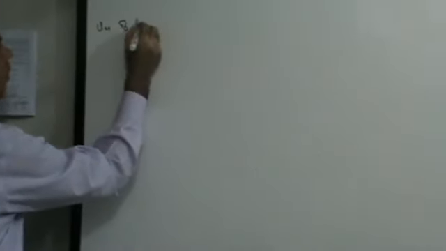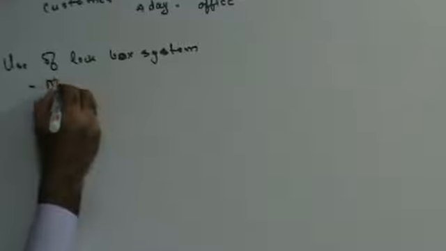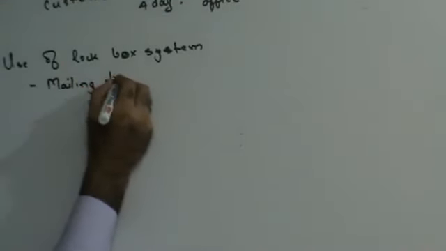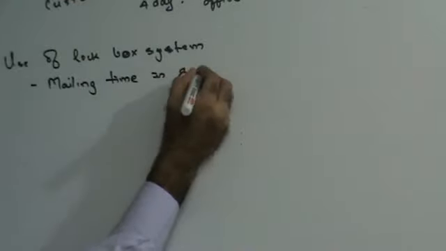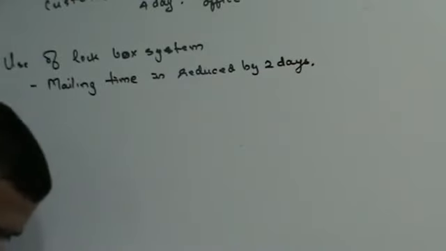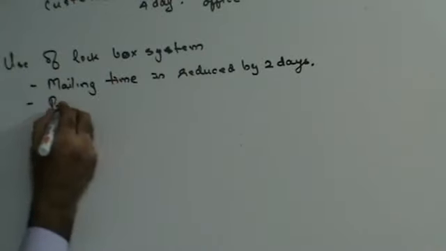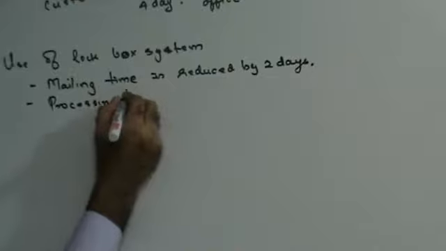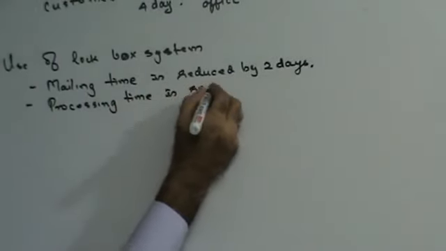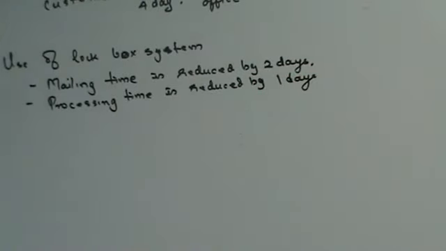If I use the lockbox system, they are saying that the mailing time is reduced by 2 days. Moreover, they have also told you that the processing time is reduced by 1 day if I use the lockbox system. Now the questions. Let's see the questions.